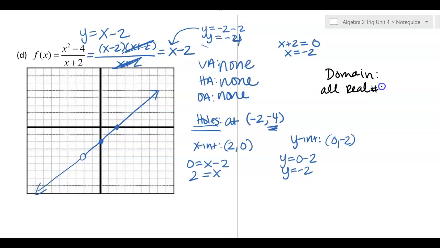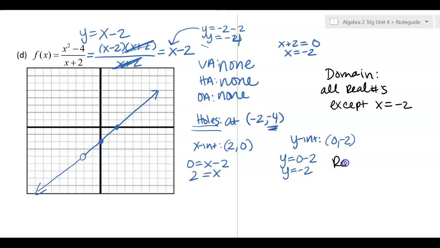All real numbers except what? Dylan? Good, except when x is equal to -2, okay? We didn't have any vertical asymptotes, but we did have a hole, which is also something that's removed from the graph. It doesn't exist on the graph. It's an undefined place, okay?